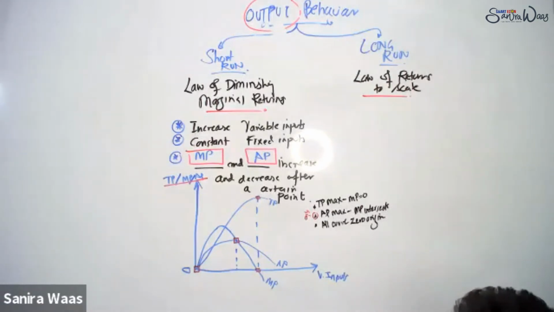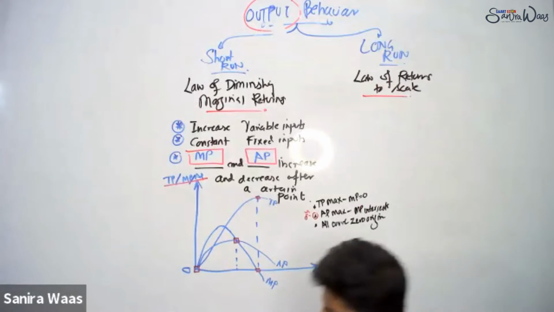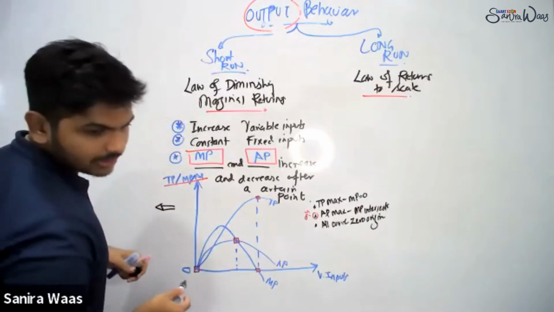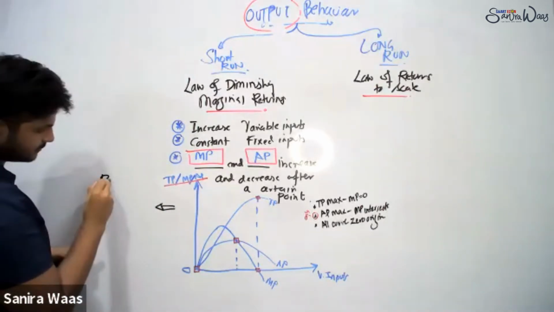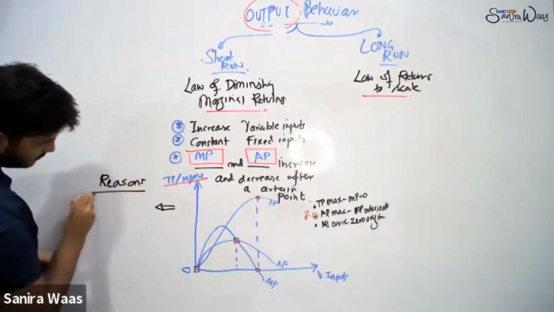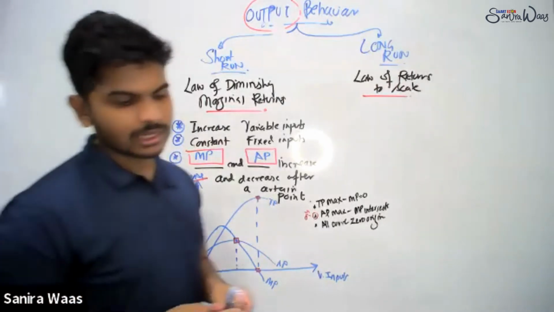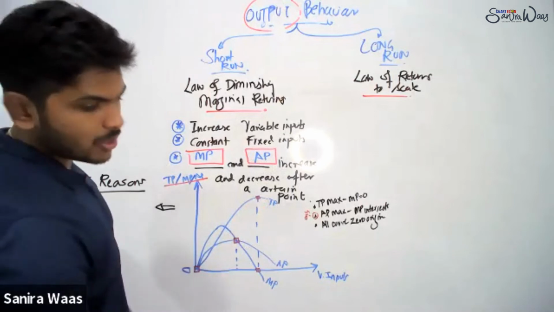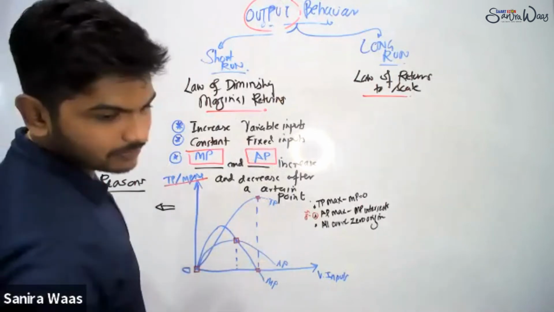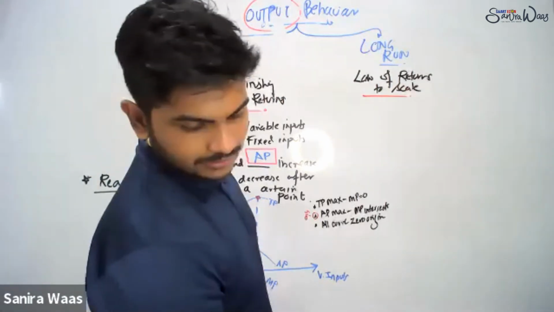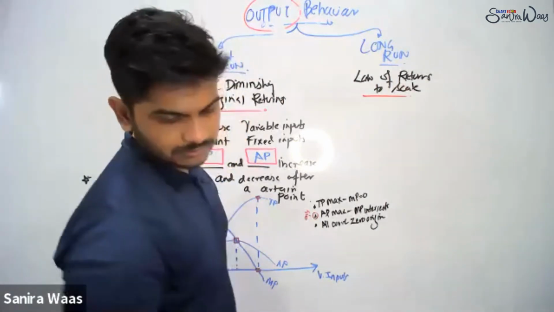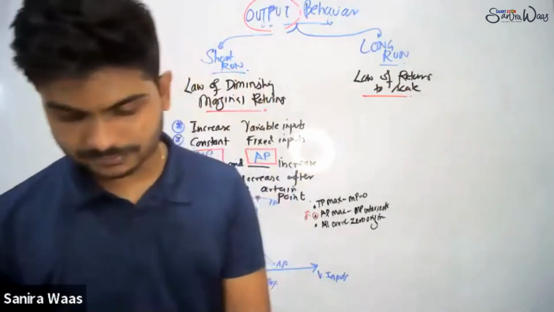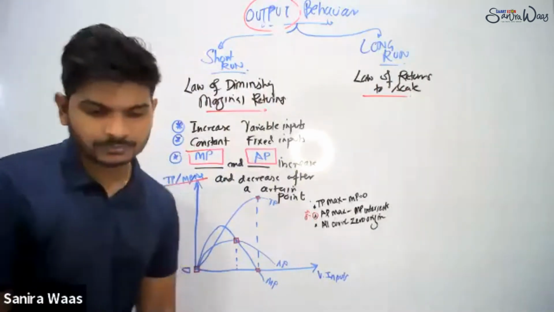Now, the last important part is none other than the reasons. Now tell me, why did this happen? Why does the law of diminishing marginal returns come into play? Why does the law of diminishing marginal returns happen? What's the reason behind that? What are the reasons? What's the main reason?